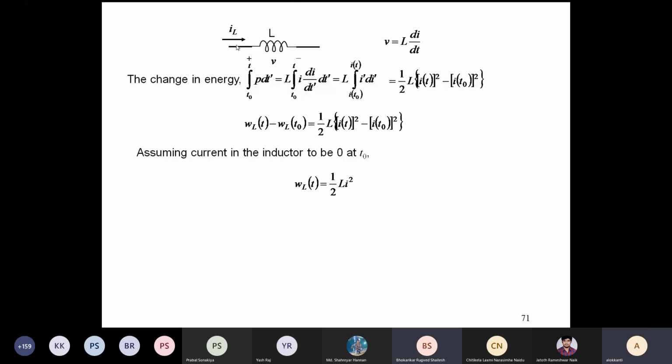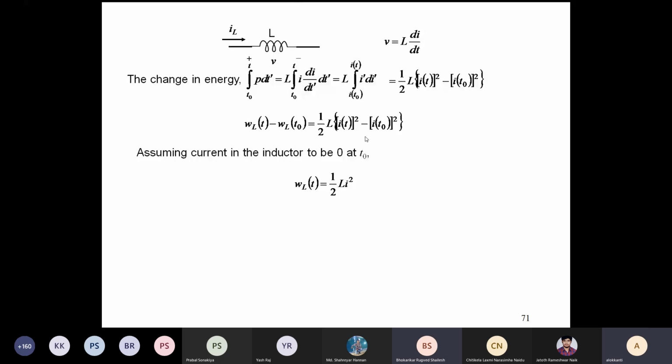At T naught, on the right hand side, the left hand side is basically the change of energy. If your i(T naught) does not exist, then this part is 0, so you are only left with W_L(t) equal to half L i squared. But even if it is non-zero, the negative terms of both are not cancelled; they are basically the same thing. W_L(T naught) is equal to half L i(T naught) squared.